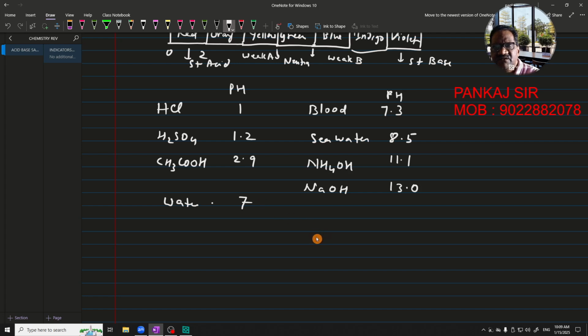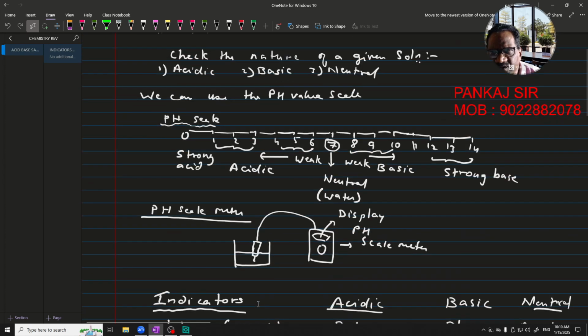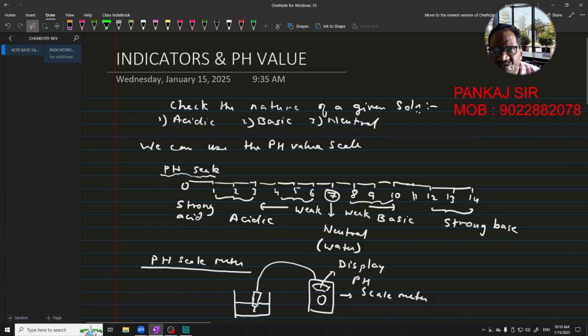Water of course has a pH value of 7. So this indicates that if the pH value is less than 7, all are going to be acidic in nature. If the pH value is greater than 7, they are going to be in the alkaline category. And if the pH value happens to be 7, then it's a neutral substance or neutral solution, and the example of that is water. So that was all about this particular topic called pH value and indicators.